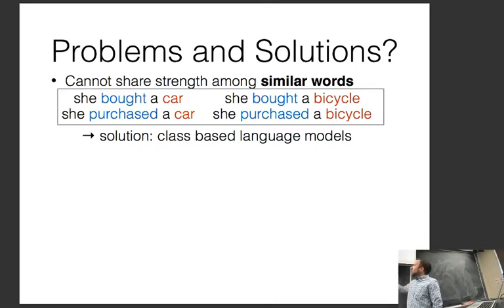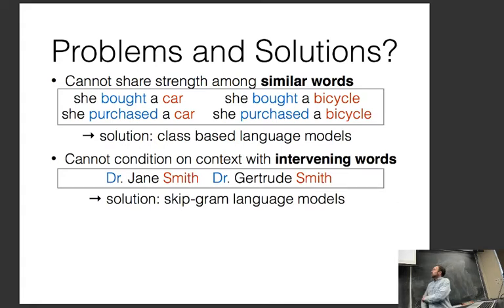And in algorithms for NLP, I don't think you did class-based language models or anything like this, did you? No? Okay. So class-based language models are a way that people would do this in the Ngram language modeling framework, where you would separate words into classes, so that, for example, bought and purchased would become the same class. Bicycle and car might become the same class. And then you would abstract away, which would allow you to use your data better and generalize more easily.